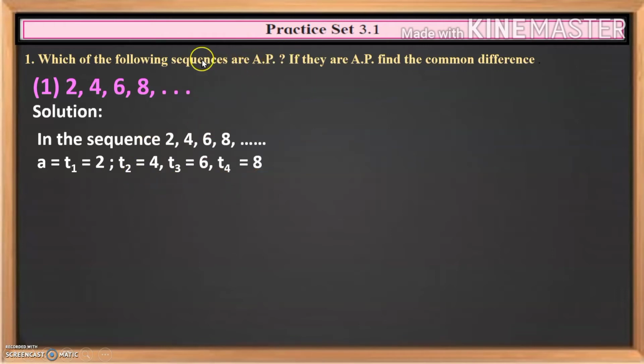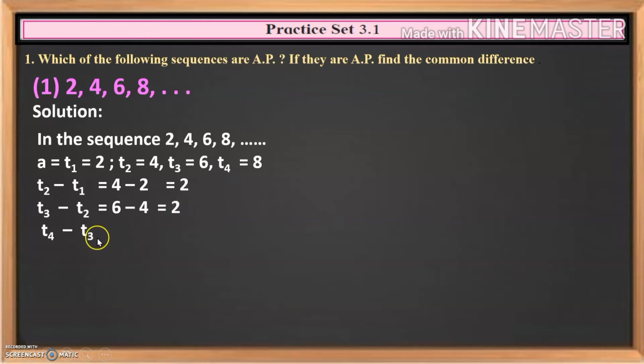So in order to find whether it is an AP, what are we supposed to do? We have to find the difference between two consecutive terms. That is, we will be finding T2 minus T1, which is 4 minus 2 equal to 2. Next step, we have to take T3 minus T2, which is 6 minus 4 equal to 2. Next step, since we have 4 terms, we have to take T4 minus T3, equal to 8 minus 6, equal to 2. So what do we see here?